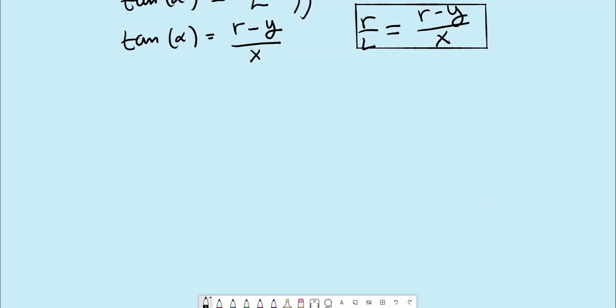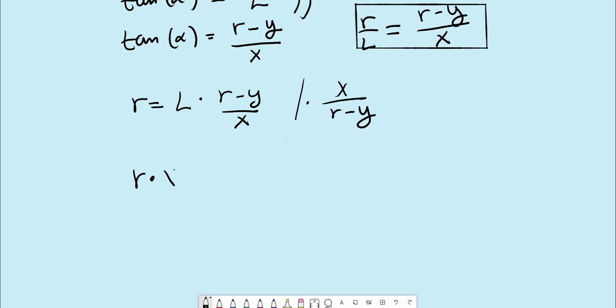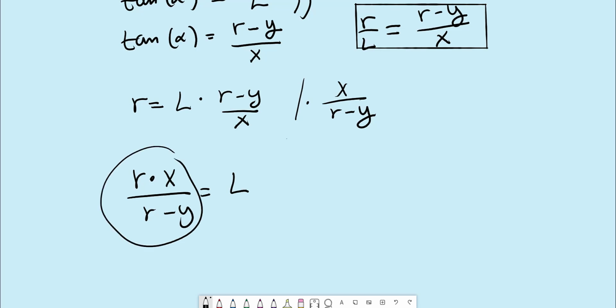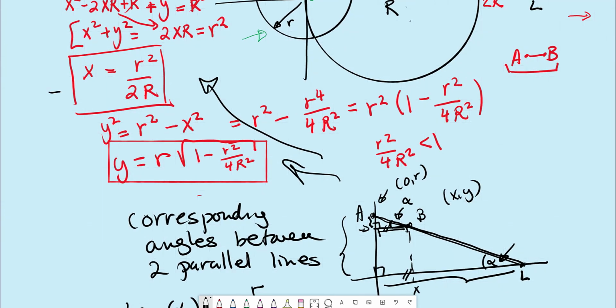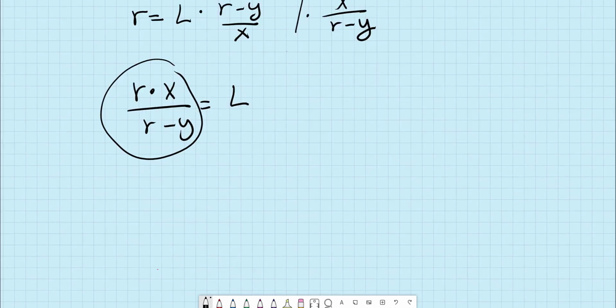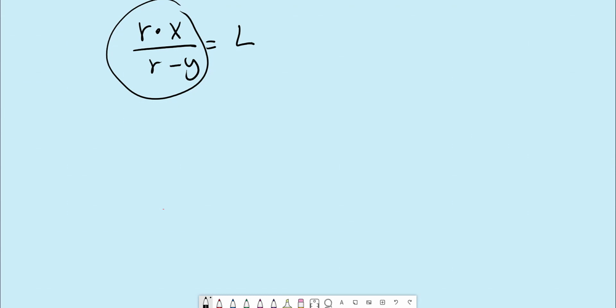Let's simplify this. We'll multiply both sides by L. So we have r equals L times r minus y divided by x. Let's multiply by x divided by r minus y so that we get r times x divided by r minus y equals L. Okay, so we have to simplify now this term, and we will use the values we found for x and y up here. So bear with me. Let's write this out. We'll change sides.